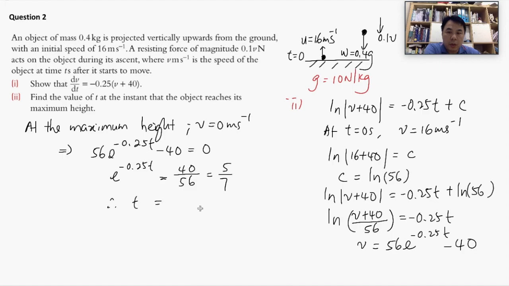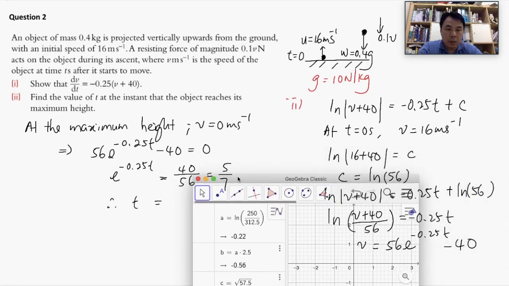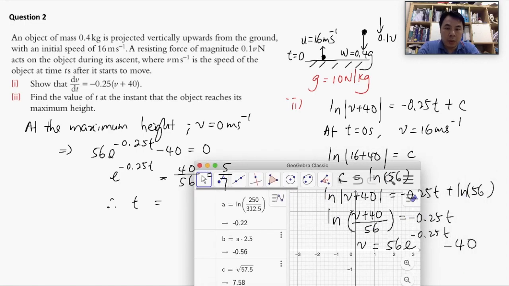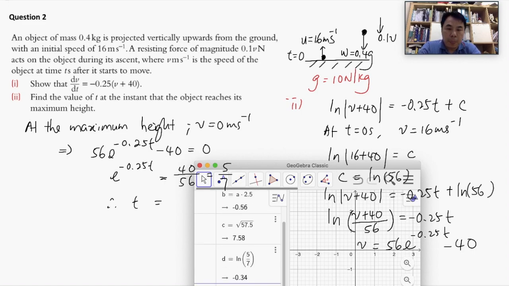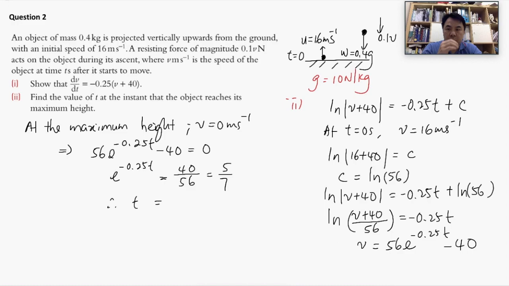Therefore, we can get that quite easily from the calculator. So just let me get my calculator here and let's see what we have. We will have ln 5 over 7, and then divide by negative 0.25. So therefore it's 1.35. This is 1.35 seconds. So the time taken for the object to reach maximum height is 1.35 seconds.